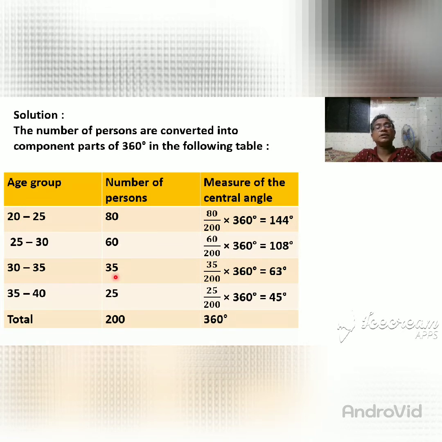So the number of persons is 35. So here the numerator is 35 and the denominator is 200. So 35 upon 200 into 360. This 0 cancels, so you get 36.